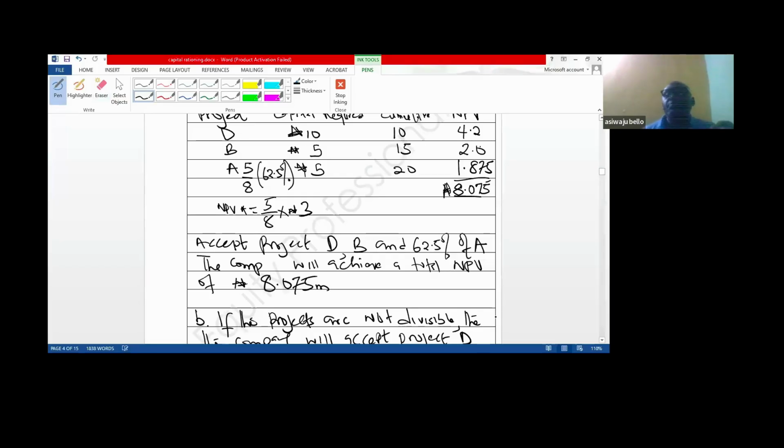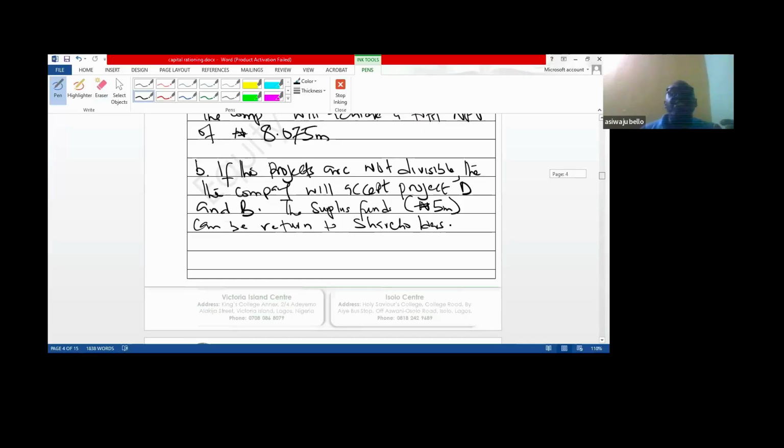$8.075 million. So if the projects are not divisible, you are going to accept project D, that will cost you 10 million. Accept project B, that will cost you 5 million. That means out of 20 million, you have spent 15 million. Your surplus fund, 5 million, can be returned to your shareholders because you don't have any project for it.